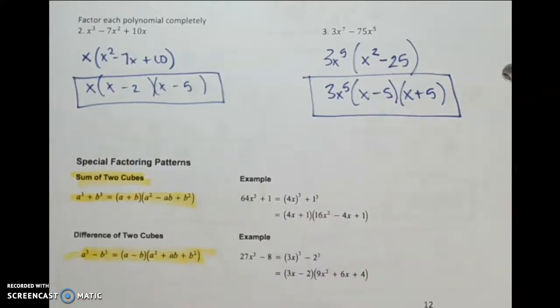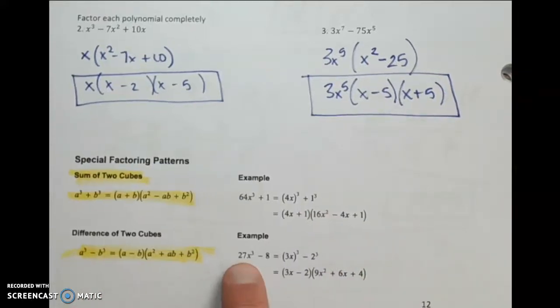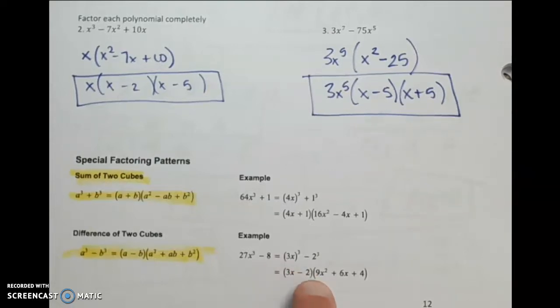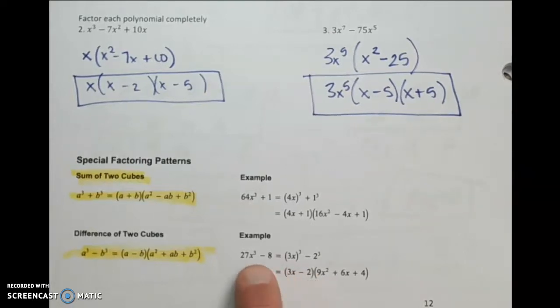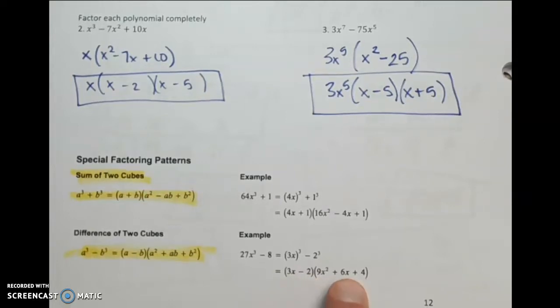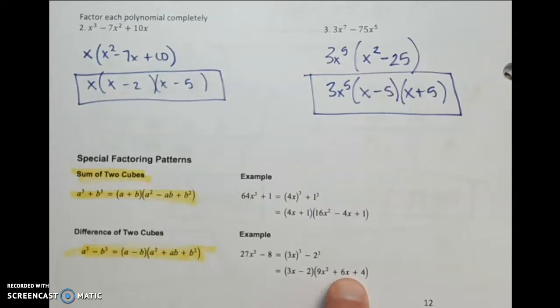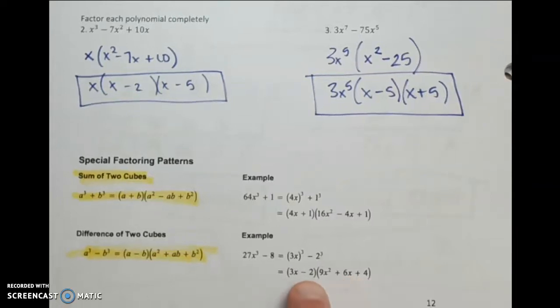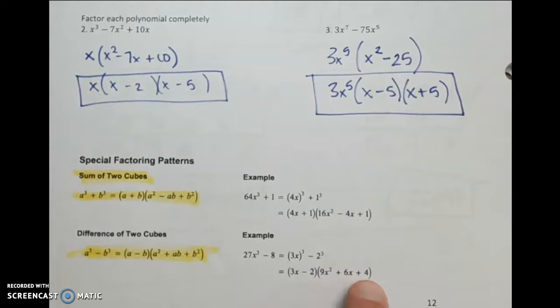Same thing works here. 27x cubed minus 8. Well, 3 is the cube root of 27, x is the cube root of x cubed, and then 2 is the cube root of 8. It's a minus sign, so I put 3x minus 2. And then I take 3x, I square it, I get 9x squared. I multiply these together, I get -6x, but then I multiply that by -1, or take the opposite of -6x, positive 6x. And then I take -2 and I square that, and I get positive 4.